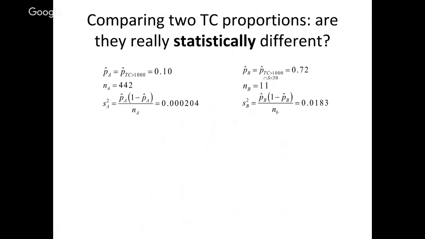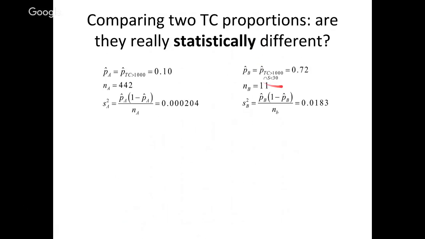And the way that you may remember that we calculated that was we used our set theory result. We just said that that's going to be equal to the probability that TC is both greater than 1,000 and salinity is less than 30. So it's essentially the intersection of those two events divided by the probability that salinity is less than 30. So we're conditioning the probability that TC is greater than 1,000 on the probability that salinity is less than 30.